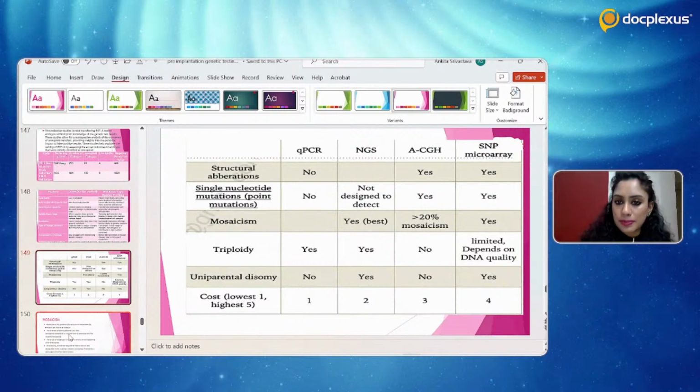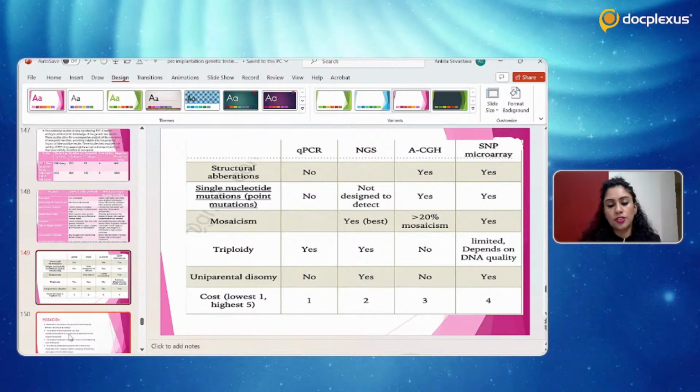So when we compare all the methods, what are you detecting from each method? Whatever we have studied so far, this is a basic summary of it: quantitative PCR, NGS, aCGH, and SNP microarray. The structural aberrations are not picked up by the PCR, but CGH and the single nucleotide polymorphism microarray can pick it up. Single nucleotide mutations or point mutations can definitely be picked up by the SNP microarray and the CGH, not by PCR and the next generation sequencing.